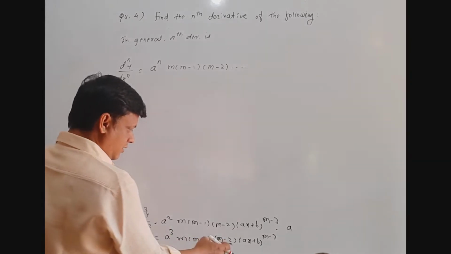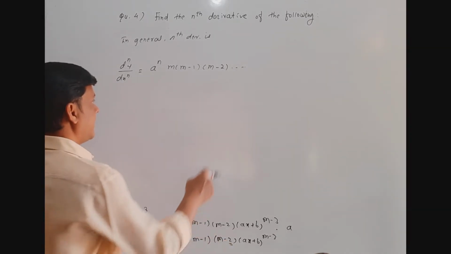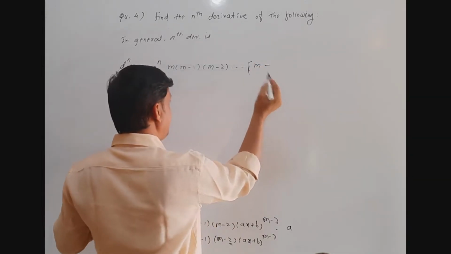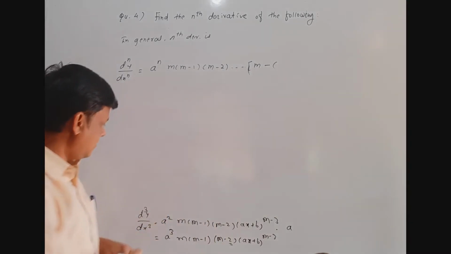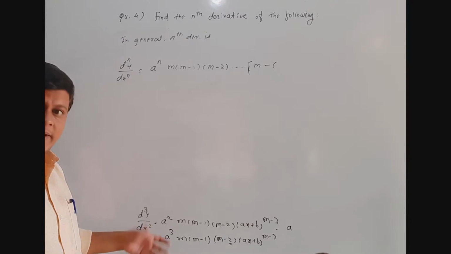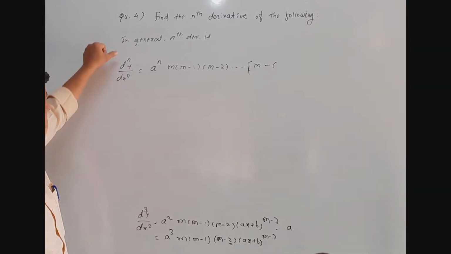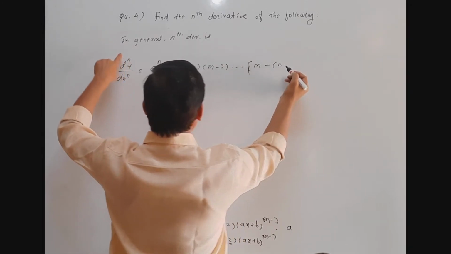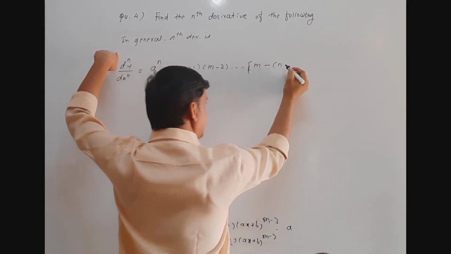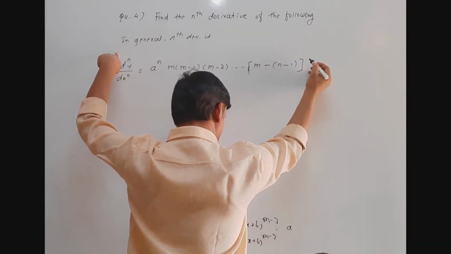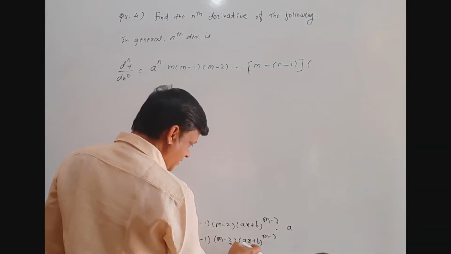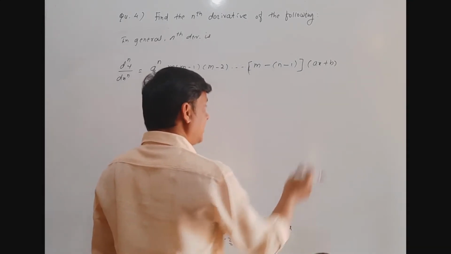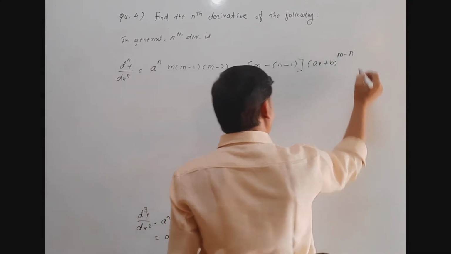That means here in place of 2 we have to write here, in square bracket, m minus, here if you observe value is 2 which is 1 less than the derivative order, here order is n, so we have to write here m minus n, we take derivative of order n, so write here n minus 1, into, here we have to write (ax + b) bracket raised to the power m minus 3, that means we have to write here m minus n.